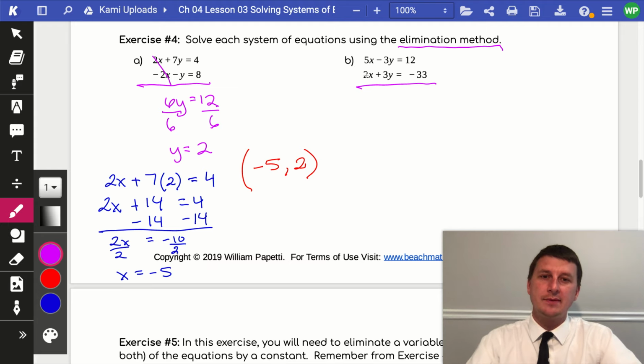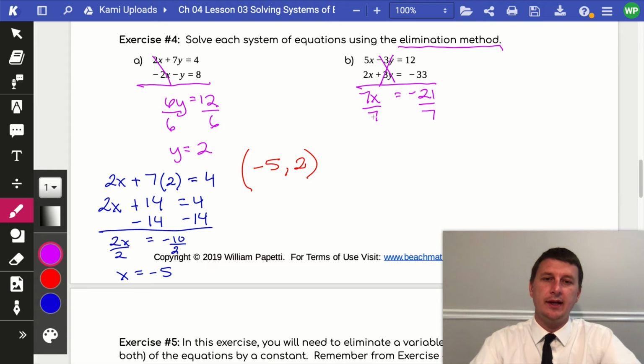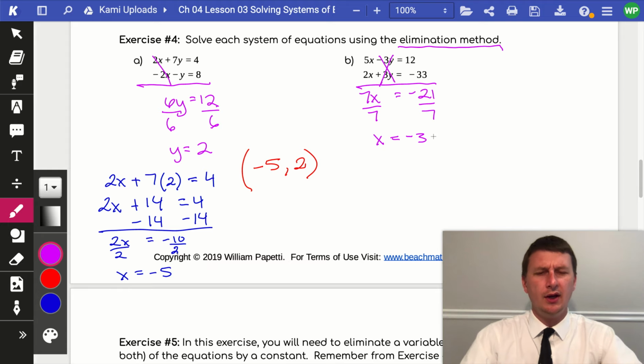We'll get 5x plus 2x gives us 7x. The y variables will cancel out. And 12 minus 33 is going to give us negative 21. And finally, we're going to divide by 7 here, because now we're getting x by itself. We're isolating x. We're going to get negative 3.